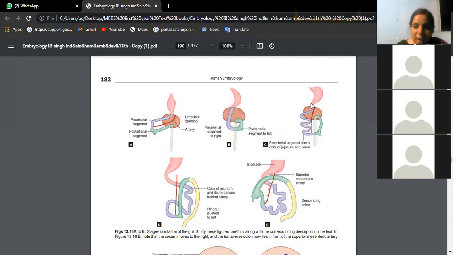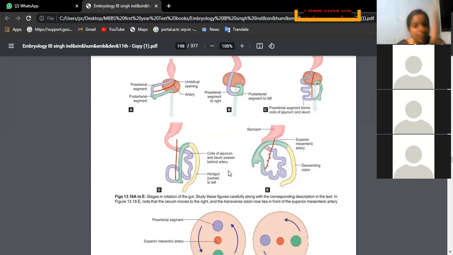Okay, now the pre-arterial segment is growing. That is, duodenum, jejunum, ileum all form. Post-arterial segment also grows. Then, see here, initially this pre-arterial segment was on right side. Now look, this is left side. It has turned and it has come on the left side. After the stomach comes the duodenum, after the duodenum the jejunum, after the jejunum the ileal coil, and here the cecum has come, cecum and appendix, ascending colon transform like this.